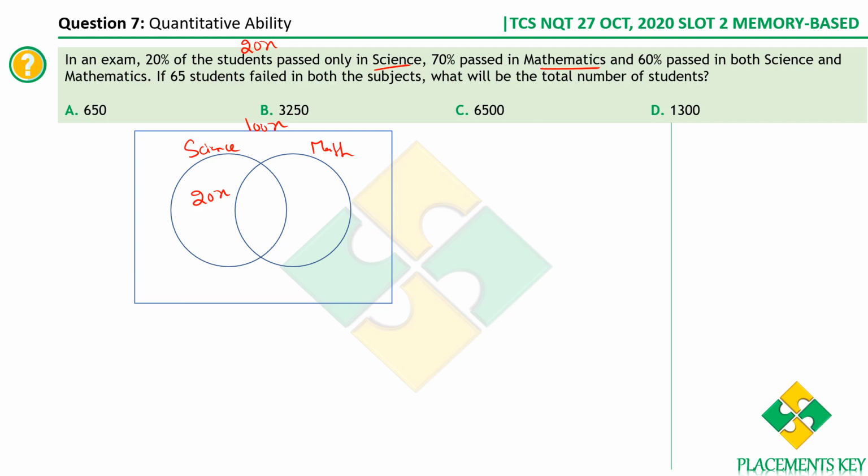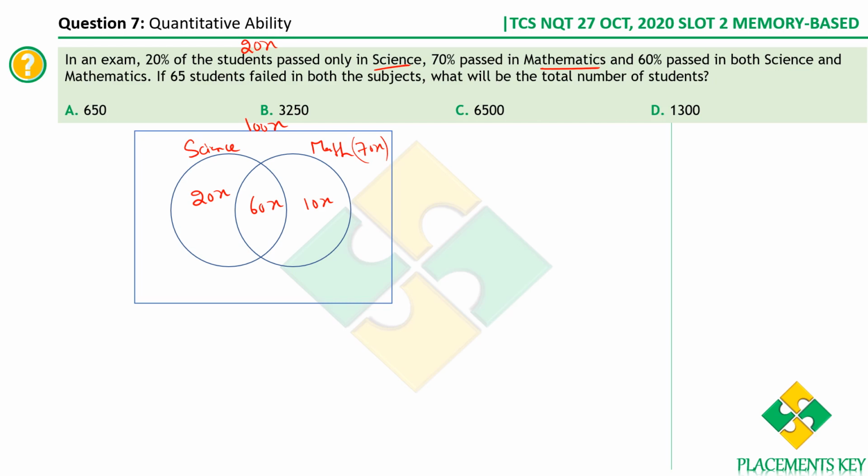Okay, now 70% passed in mathematics. So this entire circle is given, which is 70x. And 60% passed in both science and mathematics. So this is the region which represents the students who passed both in science and mathematics, which is 60x. So clearly now total is 100x, and this region alone is 20x, and the students who passed both is 60x. Then we know that if this is 70x and this is 60x, this region has to be 10x. The number of students who passed only in math is 10x.